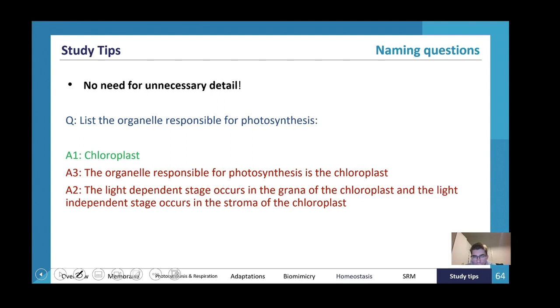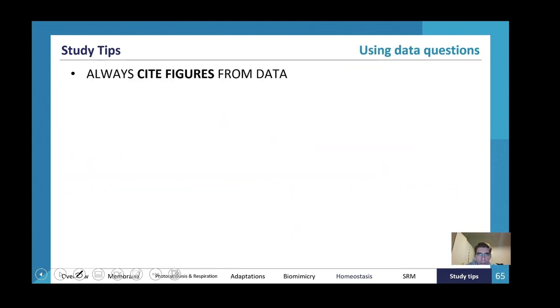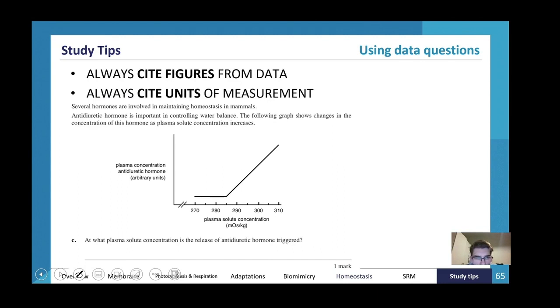Sometimes when answering questions, be careful because there is no need for unnecessary details. If asked to list the organelle responsible for photosynthesis, just say the chloroplast. You don't have to say the organelle responsible for photosynthesis is the chloroplast. You don't have to say the light-dependent stage occurs in the grana of the chloroplast and the light-independent stage occurs in the stroma of the chloroplast. Even though we covered that, that is fine. But you want to save as much time as possible in the exam, and being concise is the best way to do that.